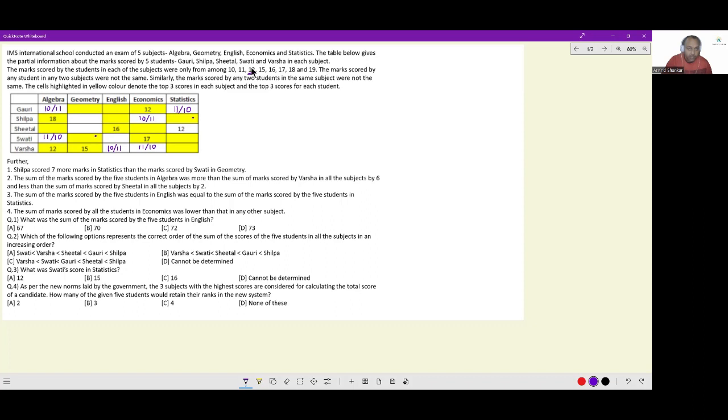7 more than 15 is 22. 7 more than 15 is not possible. More than 16 is not possible. More than 17, more than 18, more than 19, none of it is possible. The only way this can get filled out is if this is 12 and this is 19. And as soon as we have this, now look at Swati's row. Because 12 is among her top 3 scores, the 2 bottom scores have to be 11 or 10. This is identified.